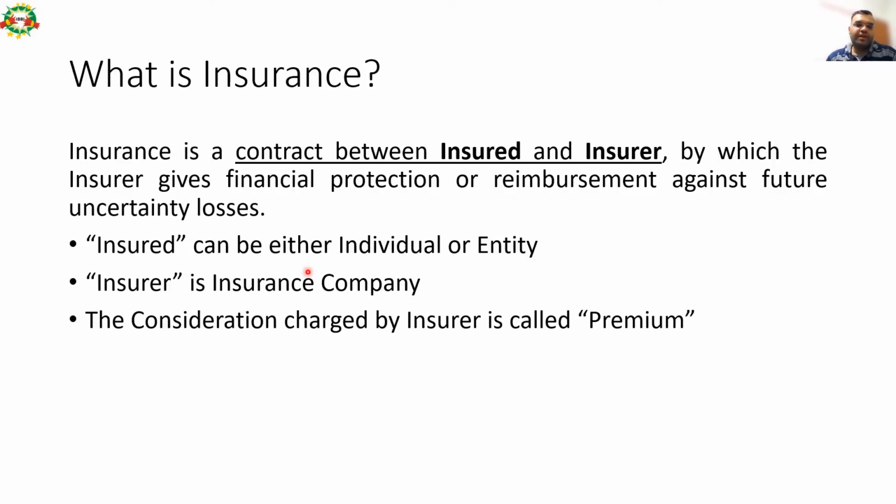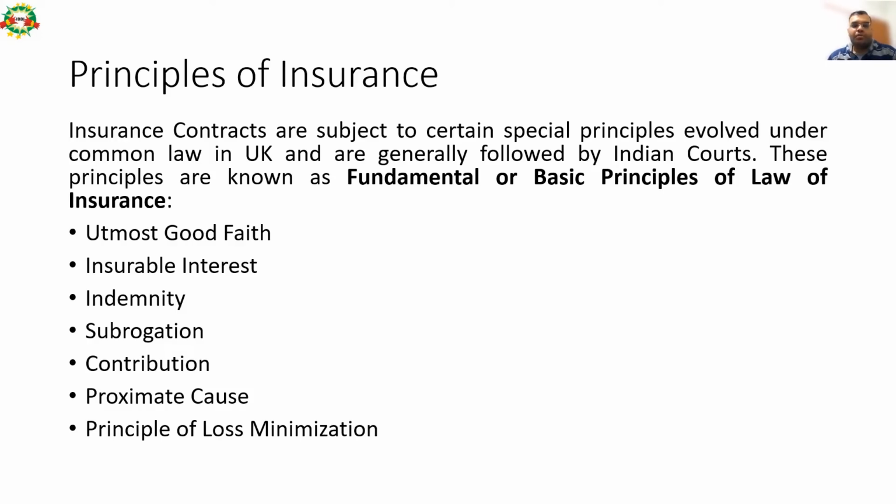Insured can either be individual or entity, and insurer is insurance company. So please remember these two terminologies, that insurer is an insurance company and insured is an individual or entity. A consideration charged by insurer is called premium. Now what are the different principles of insurance?